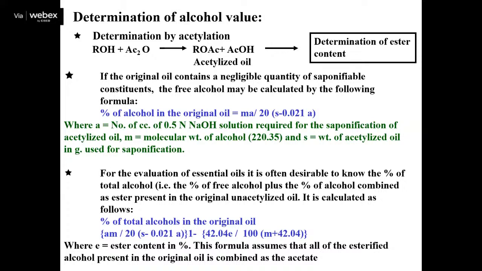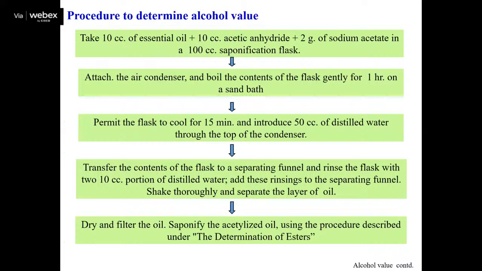Here, first the oil is acetylated using acetic anhydride, and the acetylated oil is further saponified using the method as described in the ester value. So there is a two-step process. First, the oil is acetylated and esterified, then saponified, and using this formula we can get the alcohol content. Here the molecular weight of santalol is 222.35 or 34. So we can easily get the total alcohol content. It is described in the Indian Standard, and not less than 90% total alcohol content should be there. So this is the detailed procedure for the alcohol content.